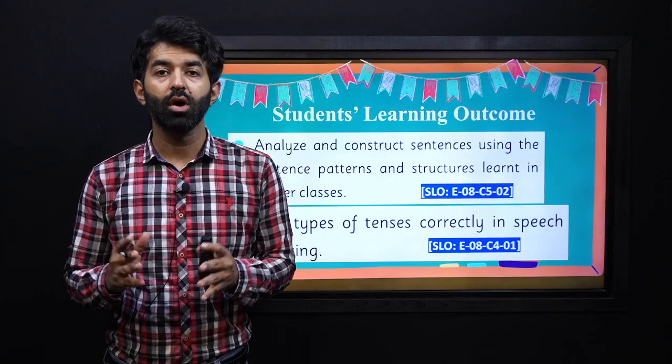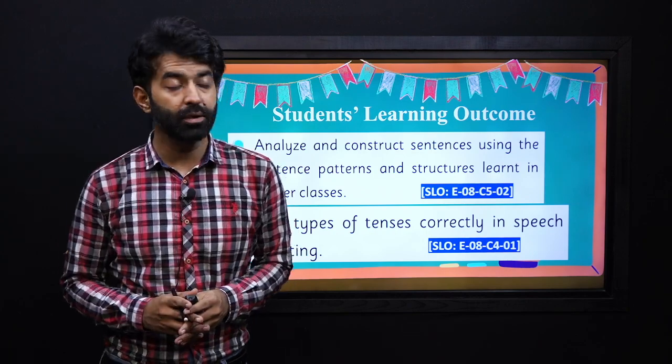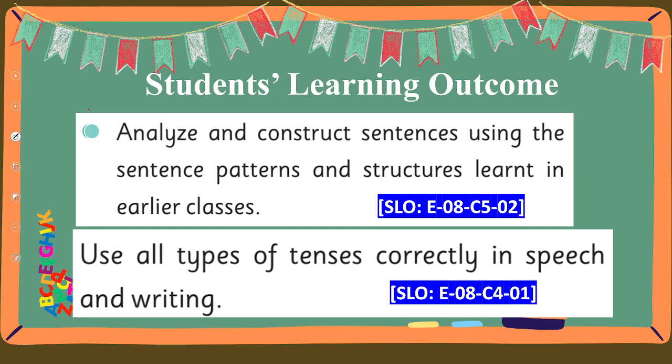Now, let's talk about the students' learning outcomes today. We have two learning outcomes. First one is to analyze and construct sentences using the sentence patterns and structures learned in earlier classes. We already have some knowledge about making a sentence and what the parts are in our sentences. So we need to use that understanding and understand the sentence patterns.